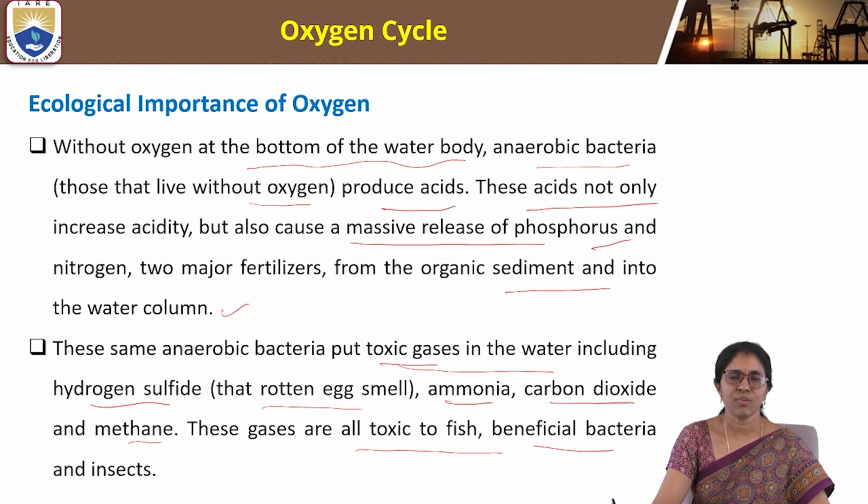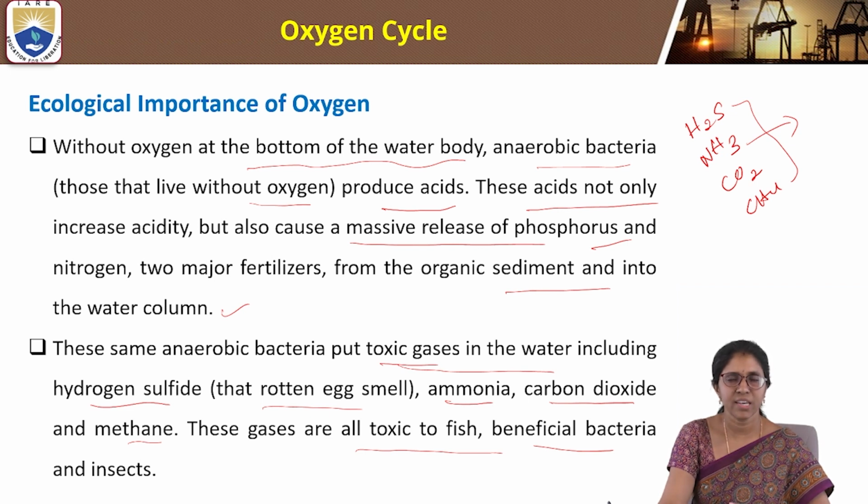So in the absence of oxygen, anaerobic bacteria produce acids as well as poisonous and toxic gases like hydrogen sulfide, ammonia, carbon dioxide and methane. These are very toxic to fish, and to the beneficial bacteria and insects which are present in water, in aquatic life.